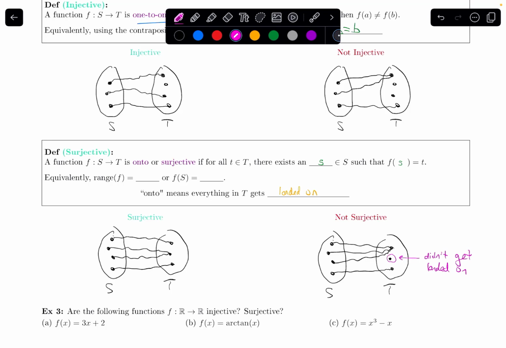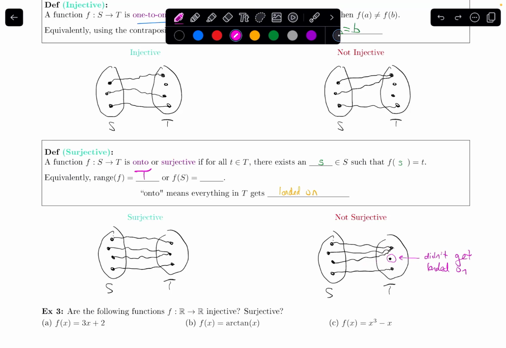It is not onto. So an equivalent way to state this definition is, remember the range, we saw this in the last video. The range is all of the outputs I actually get. And in this first picture, well, we got all of the outputs in the entire codomain. So that would be saying the range actually is equal to the whole codomain. In this not surjective picture, well, the range would only consist of this element and that element down there, because those are the only ones that got landed on. But it would miss this one right here. So it wouldn't be the whole codomain.